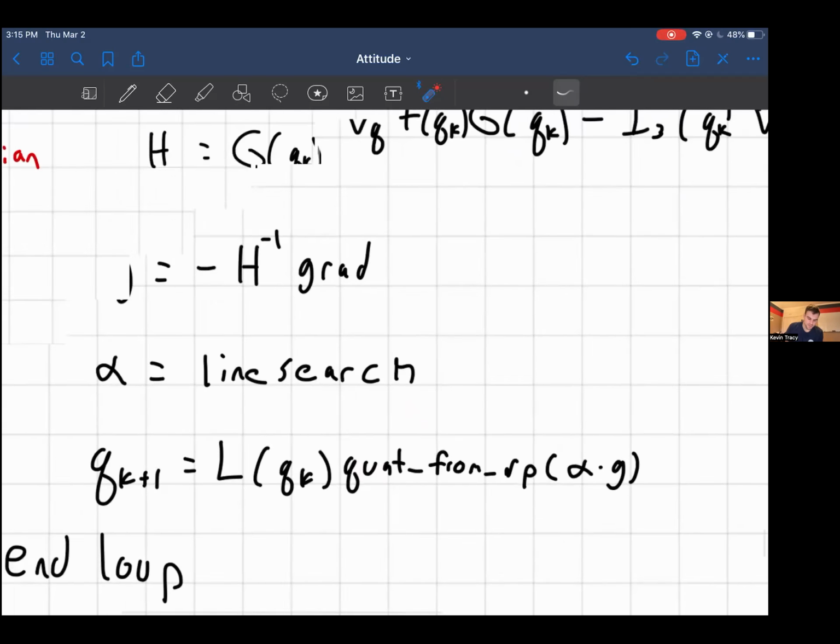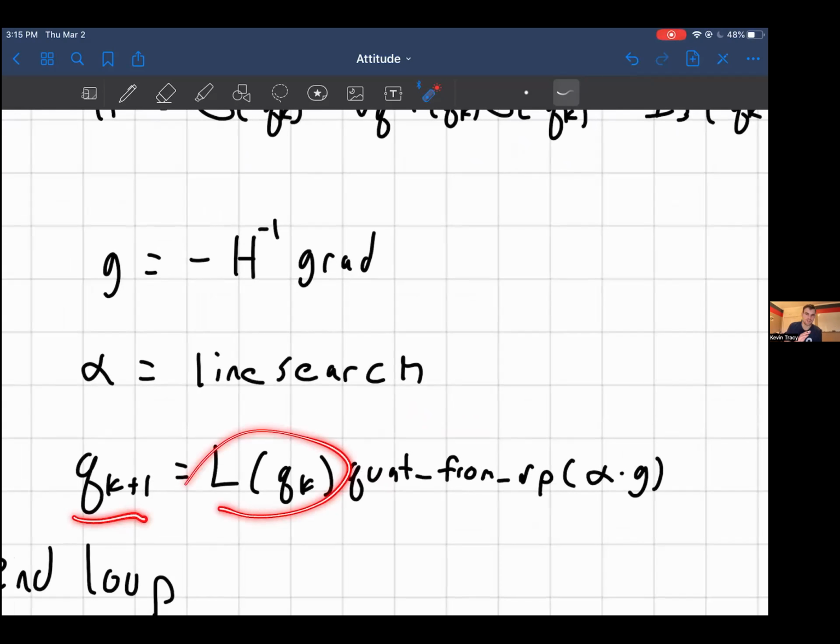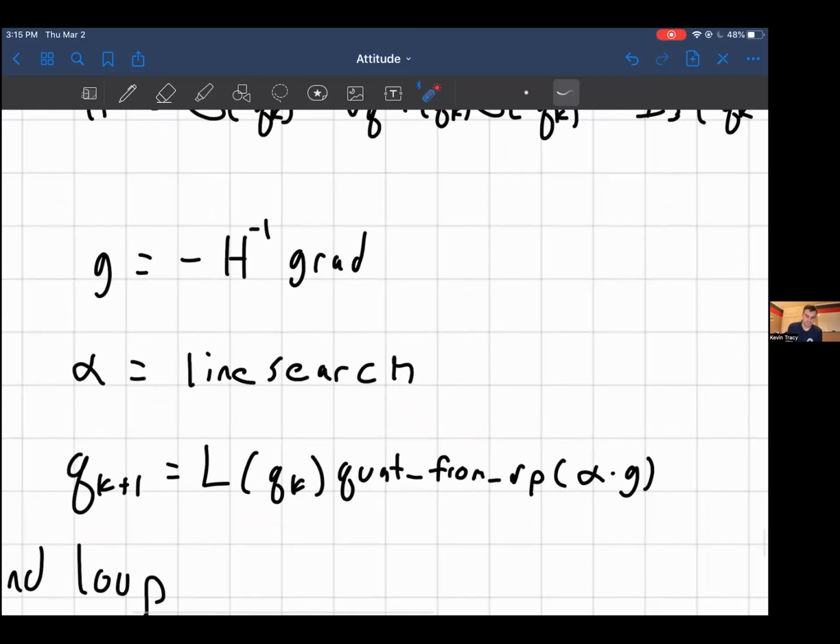And then we update our parameter by doing q_{k+1} equals the exact same as before, quaternion multiplication of q times quat from Rodrigues parameter times alpha times g. And this is super important. The reason we do this is that this will always return a quaternion. This is normal quaternion multiplication with two unit norm quaternions. It will result in a valid unit norm quaternion, even if this alpha is less than 1. So if this alpha is like 0.1, it just means this is a small rotation, which means the resulting quaternion is pretty close to identity. It's a small rotation, but it still preserves everything. It's still a unit norm quaternion.